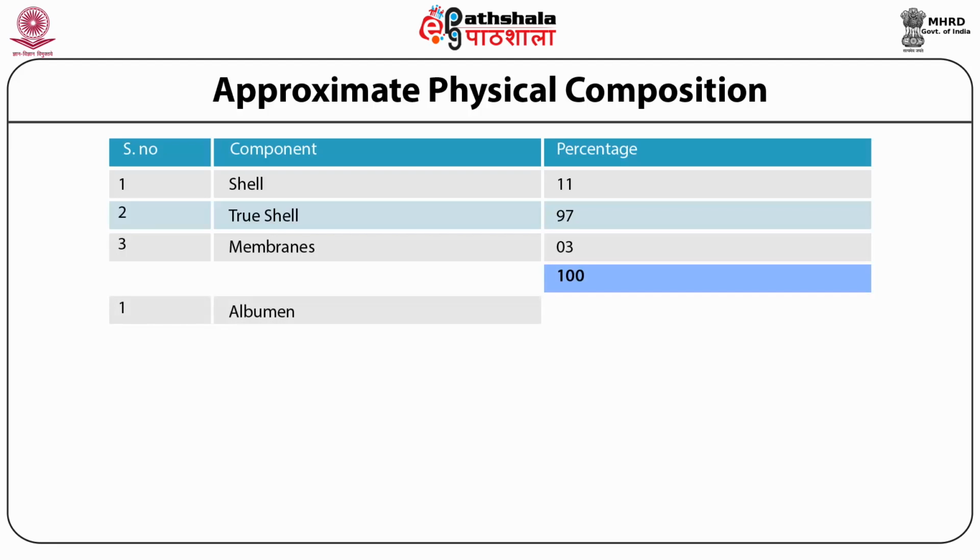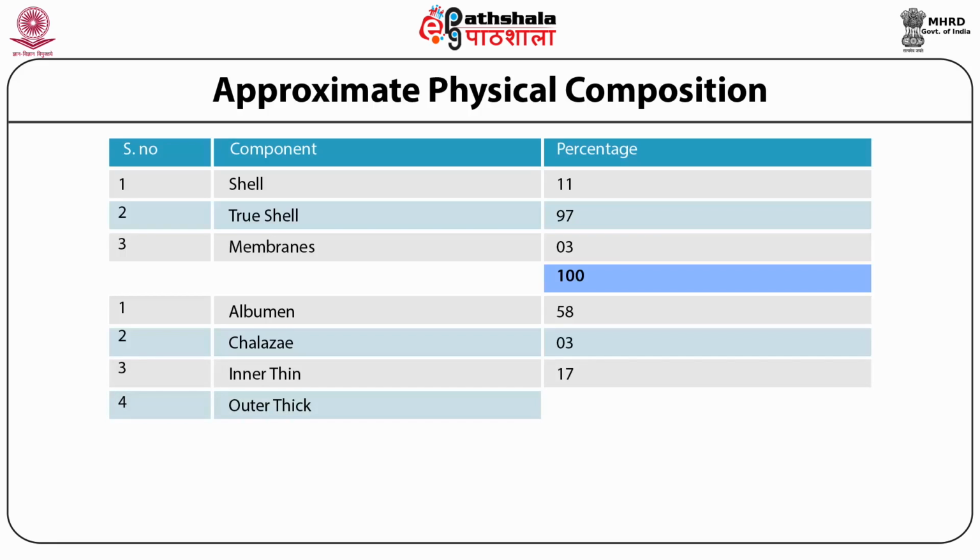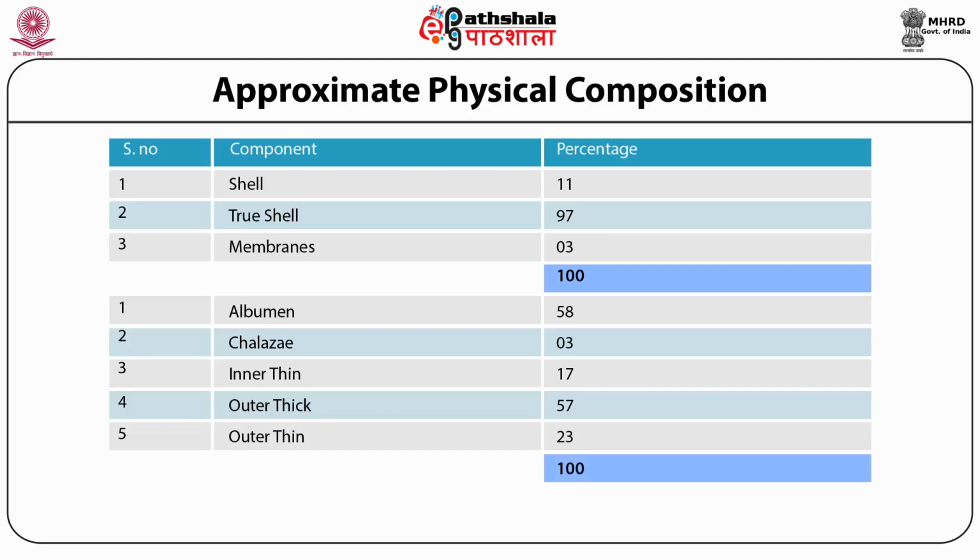As far as albumen is concerned, it comprises 58%. Chalaziferous contributes only 3%, of which the inner thin albumen comprises 17%. Outer thick contributes 57%. And lastly, the outer thin consists of 23%, making up the whole 100%. If only yolk is considered, it contributes 31% of the total whole egg.